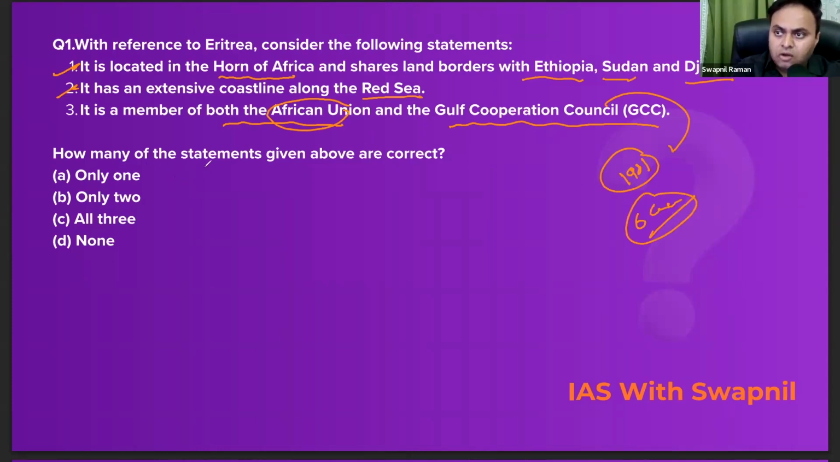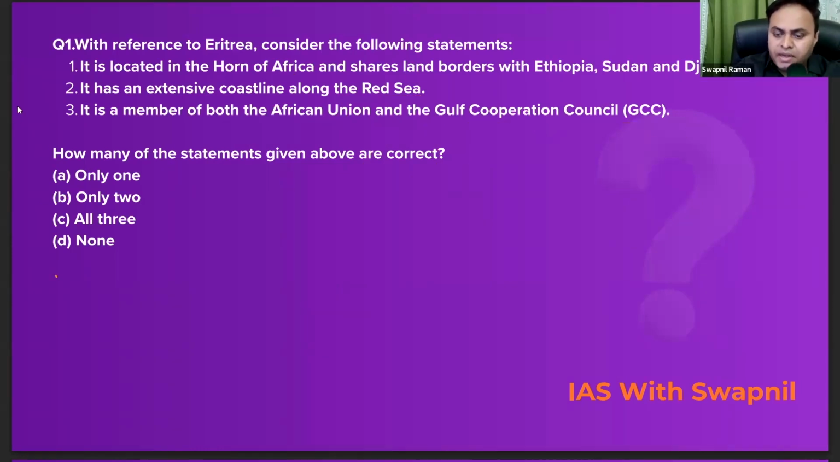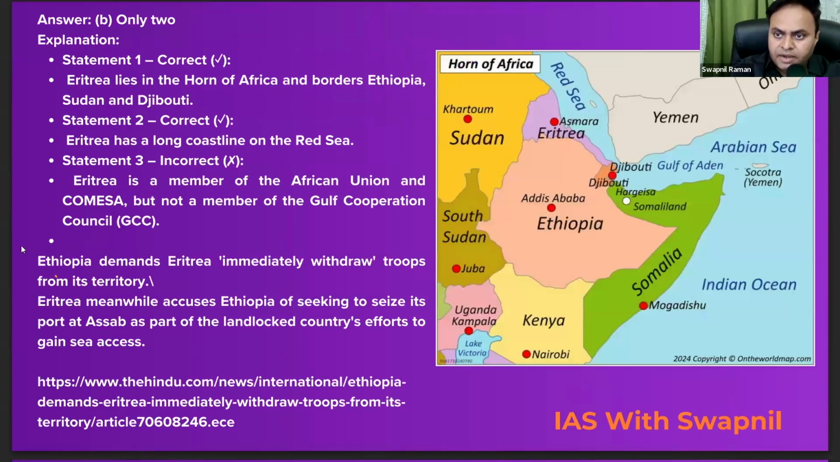So the question is, how many of the statements given above are correct? So only two statements are correct here. So B for Bombay would be the correct answer. Look at the explanation part, why we picked up this question. Eritrea and Ethiopia, both are in the news constantly, right? So look at this one.